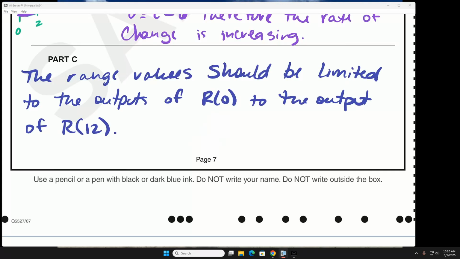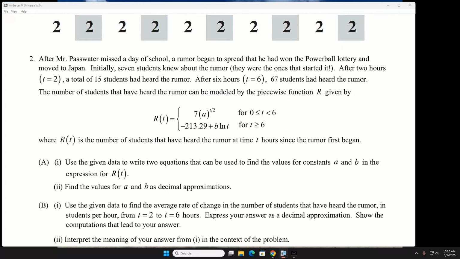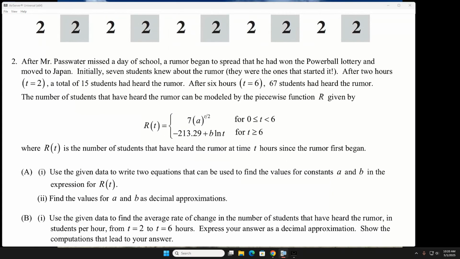So we're also going to do T, if I can find it, there it is, plus 2. All right, so this one is about a rumor. So after Mr. Passwater missed a day of school, a rumor began to spread that he had won the Powerball lottery and moved to Japan. Initially, 7 students knew about the rumor. They were the ones that started it. After 2 hours, which is t equals 2, a total of 15 students had heard the rumor. After 6 hours, 67 students had heard the rumor.